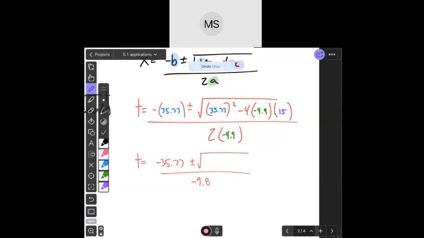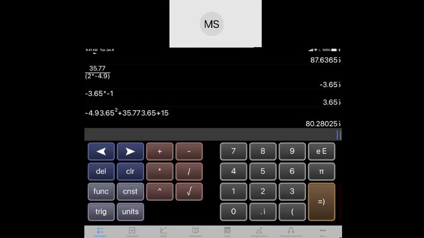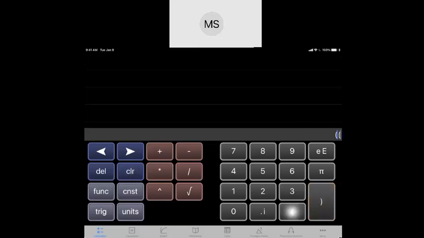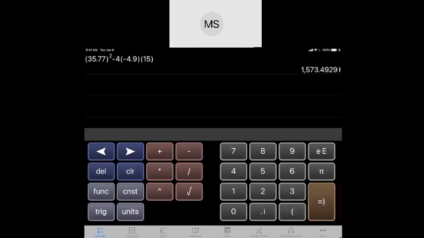So what I'm going to do is type this into the calculator all at once and let it do all that for me. I'm not going to do the square root part, just the radicand, the part that's under the radical. So 35.77 squared, then minus 4 times, and make sure you have that negative 4.9 times 15. So I get that.